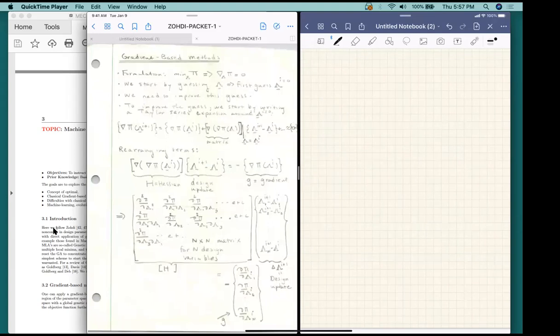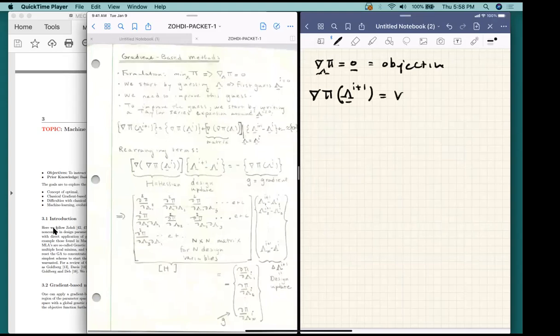So Newton's method basically starts out for multiple dimensions in the following way. We take the gradient of pi, which is what we want to force to equal 0. So that is our objective. Okay. And what I'm going to do is expand that in a Taylor series. So I'm going to take the gradient of pi, and I'm going to put in here, for example, a guessed value of lambda.